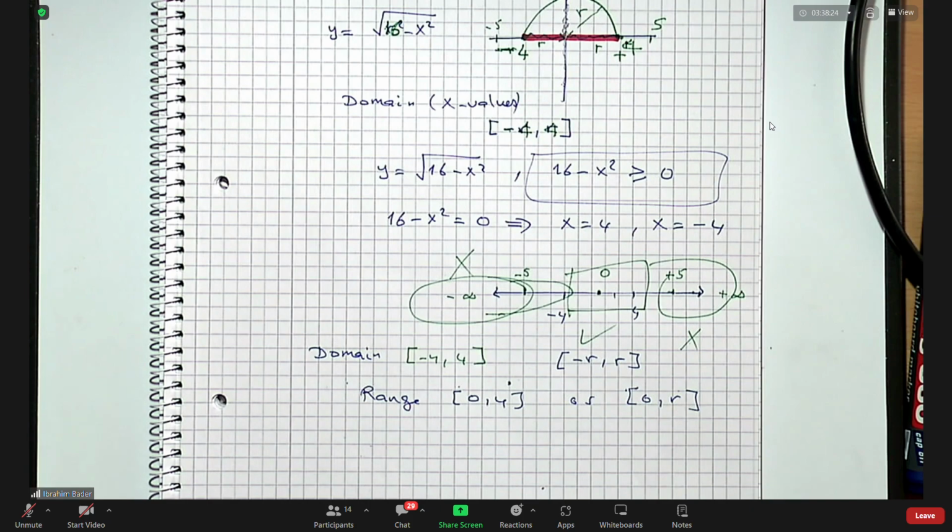Then do the analysis using these critical points. As you see here, you can take test points within each interval, and whatever applies for the test point will apply for the whole interval.